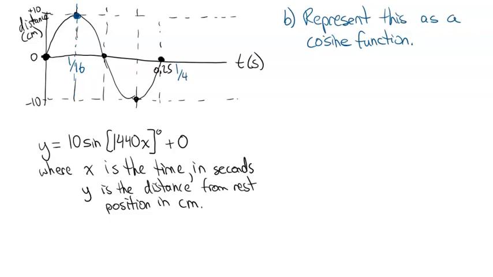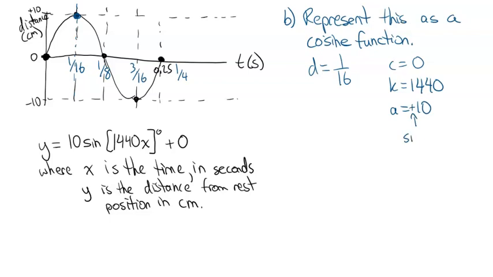So remember, this is 1 quarter, 0.25. And so that would mean 1/16 is there, 1/8 is there, and then 3/16 would be there if you broke that up into quarters. And so 1/16 would be how much you've shifted it over. So that means your d value is 1/16. And it means your c value is going to be the same. C is still 0. The k value is still 1440. The period hasn't changed. And the amplitude is still 10. But it's positive, since we're starting at a max.